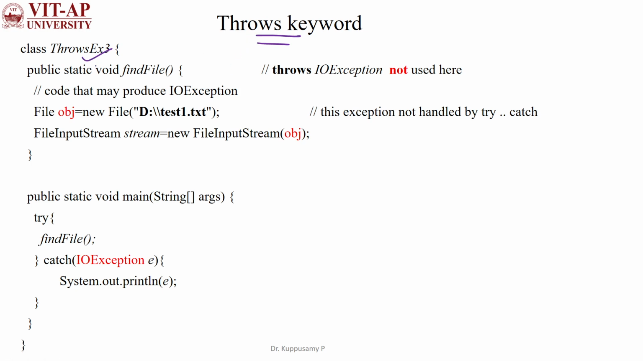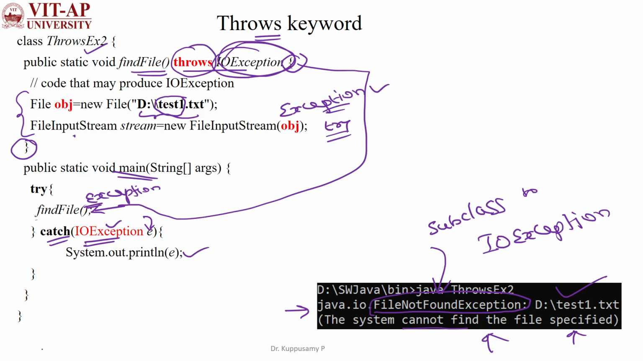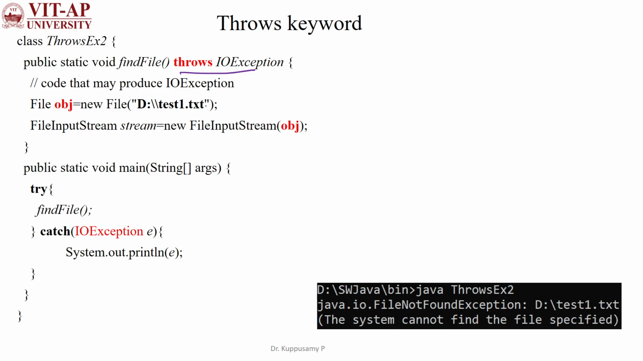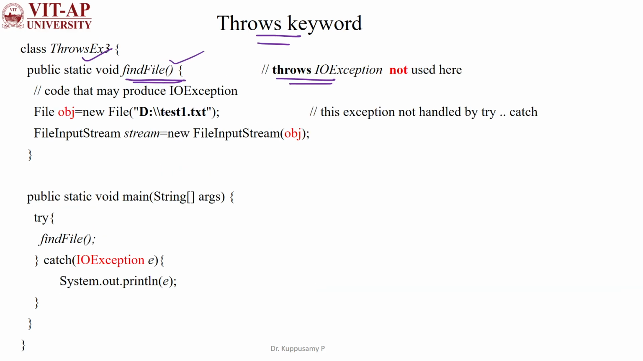Then the next example is throwEx3, and here you see I am not using throws IOException. In the previous example we used throws IOException, but here I am not using it. So here I am not handling the exception raised by this line, because test1.txt is not available, as seen in the previous slide. If the file is not available, an exception will be raised, but this exception is not handled inside the method, and we are also not throwing it by using the throws keyword. So we did not handle this exception.